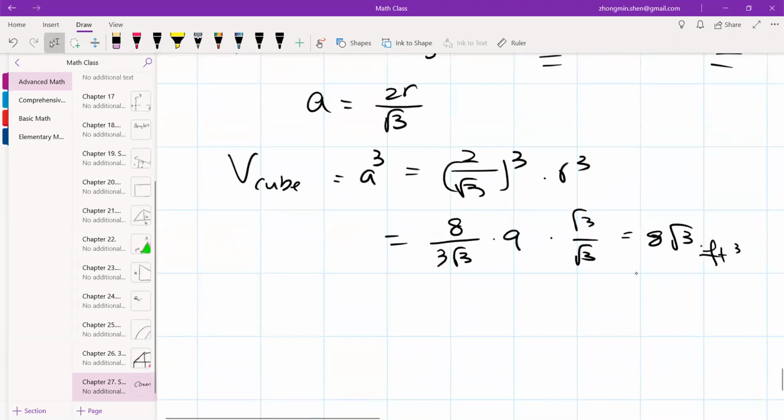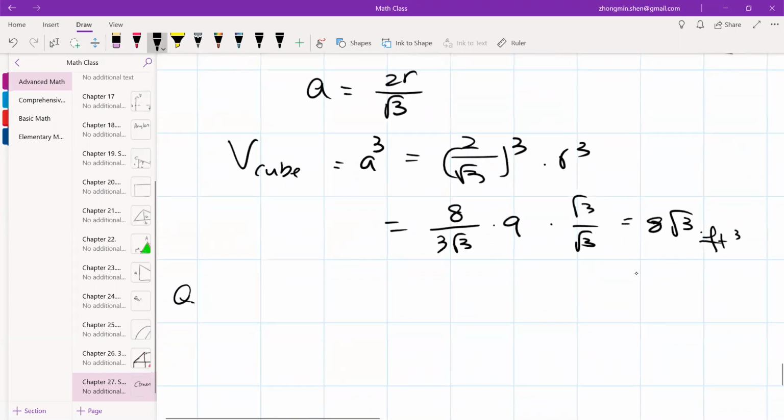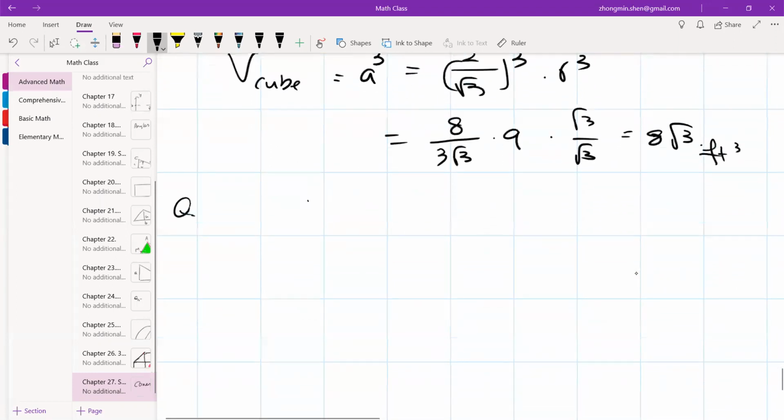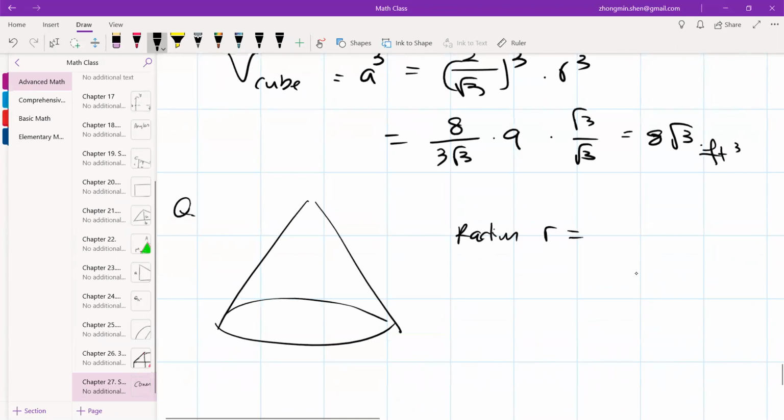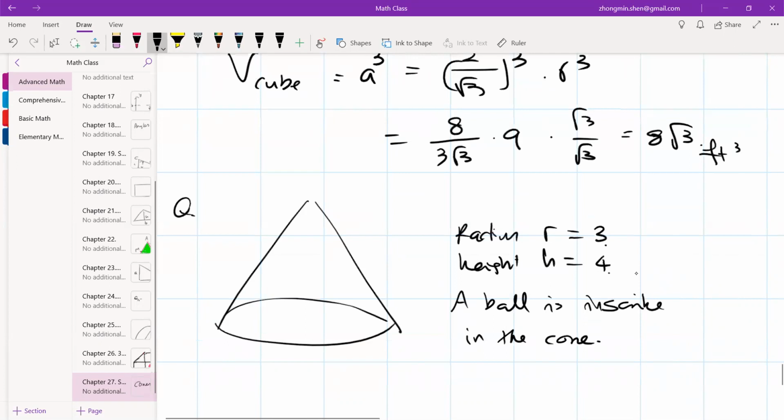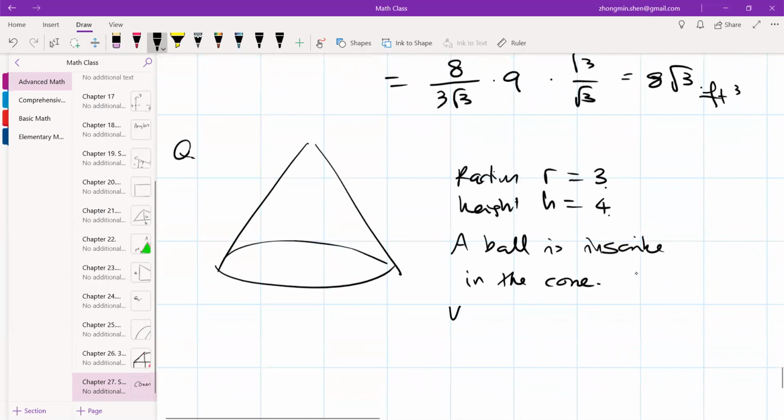All right, now I have another one. I have a cone. The cone has a radius r equals 3, and the height h is going to be 4. That's easy. And then a ball is inscribed in the cone. Can we figure out the volume of the ball?